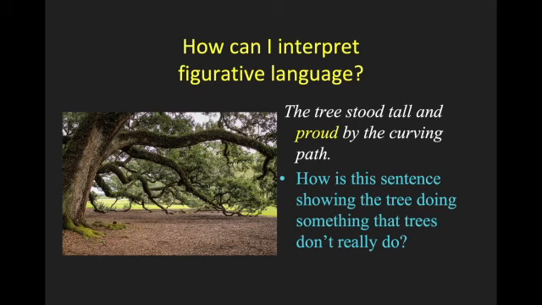I mean, if the tree is standing tall and proud, trees do not have feet, they can't stand. So what is the author trying to give us when they talk about the trees standing tall and proud? Well, perhaps with the tree standing tall and proud, they're trying to personify or give some sort of feeling that it is a person to us. And so, of course, therefore, as a person, we might be able to better relate.